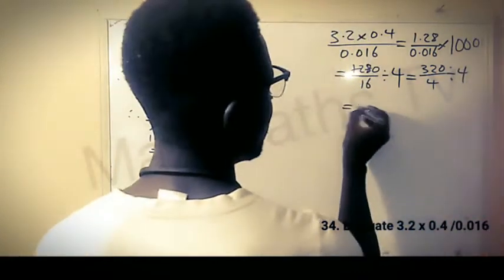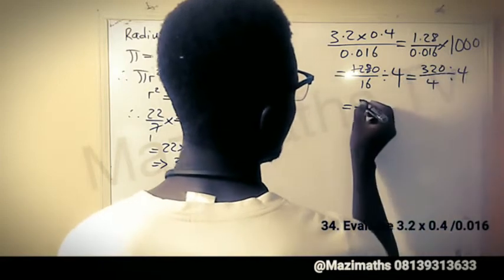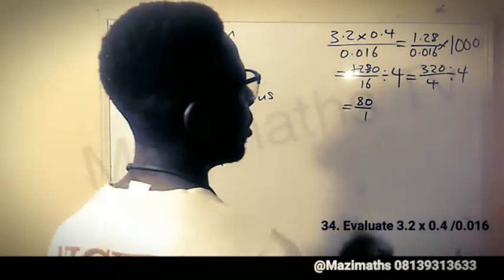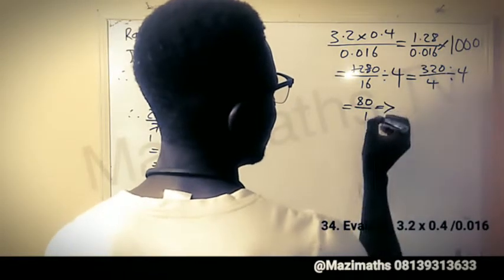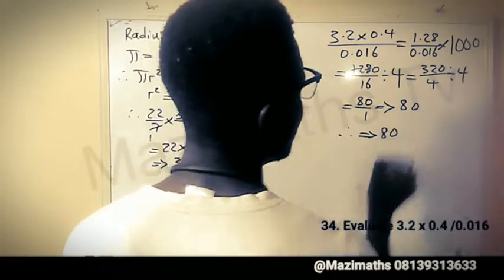Divide by 4. 4 in 4 is 1. 4 in 32 is 8. 4 in 0, impossible, so you put 0 here. So we have 80 over 1. At the end of the day, 80 divided by 1 is 80. So therefore, our answer is 80.